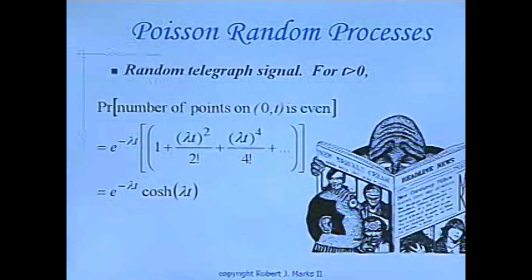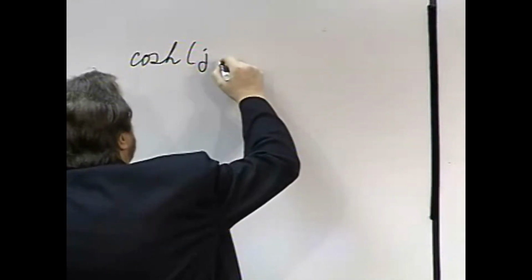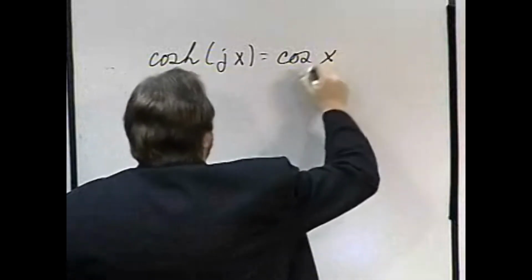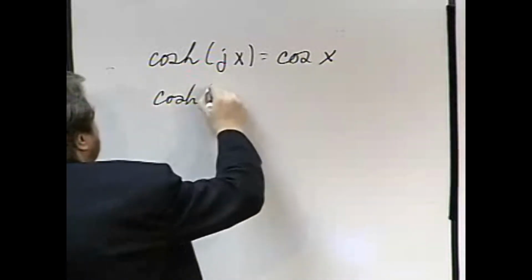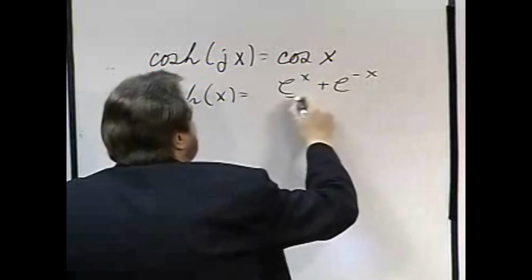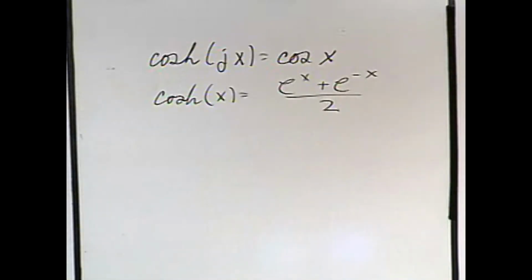How many have seen the hyperbolic cosine before? Not a lot. Okay, the hyperbolic cosine: the cosh of jx is equal to cosine of x. The cosh of x is e to the x plus e to the minus x over 2. You notice instead of x, we put jx. We have kind of an Euler formula, if we put a jx instead of x.